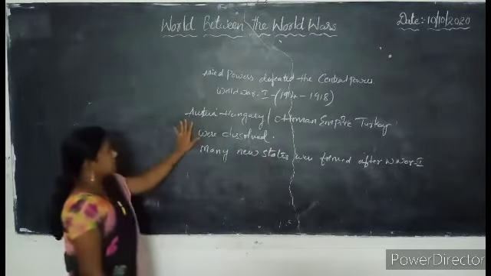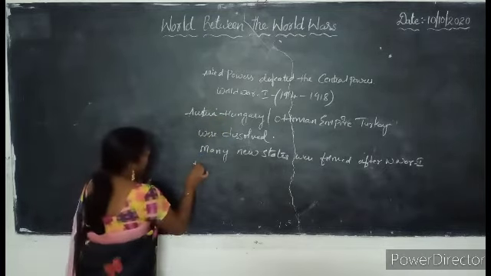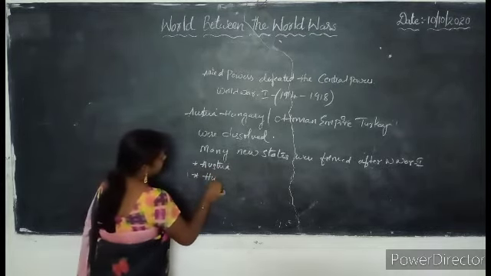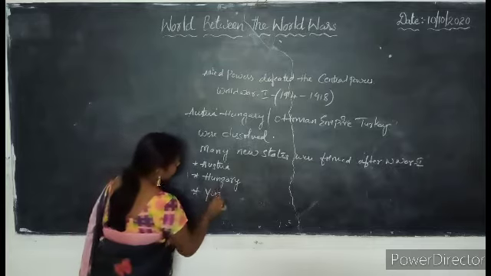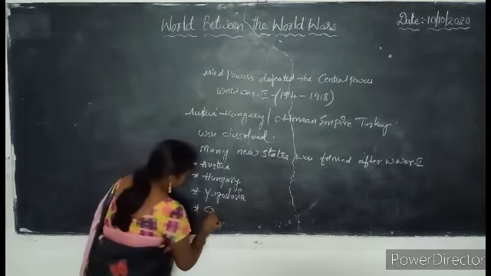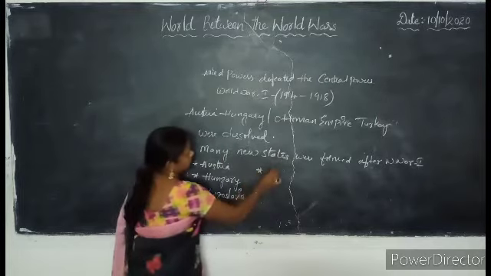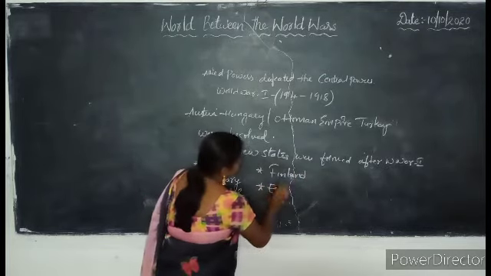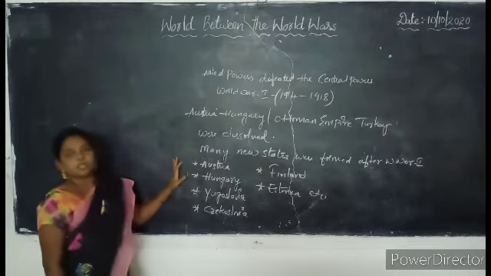So what are the, let us see, the Austria-Hungary was under the one empire. After the World War I, they were separated. Austria, Hungary, Yugoslavia, Czechoslovakia, Finland, Estonia. So many new states were formed after the World War I.